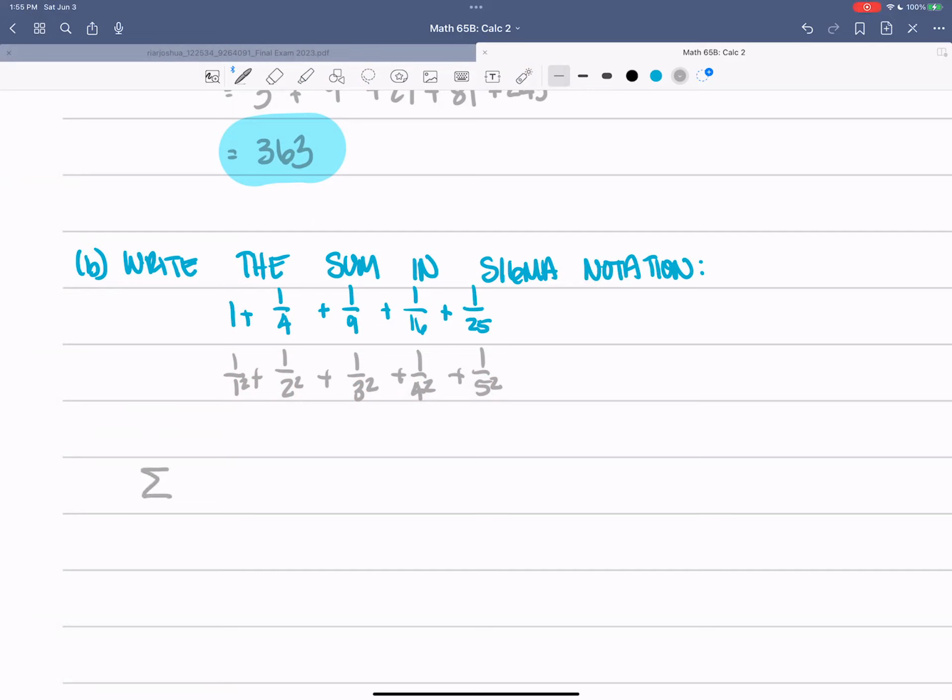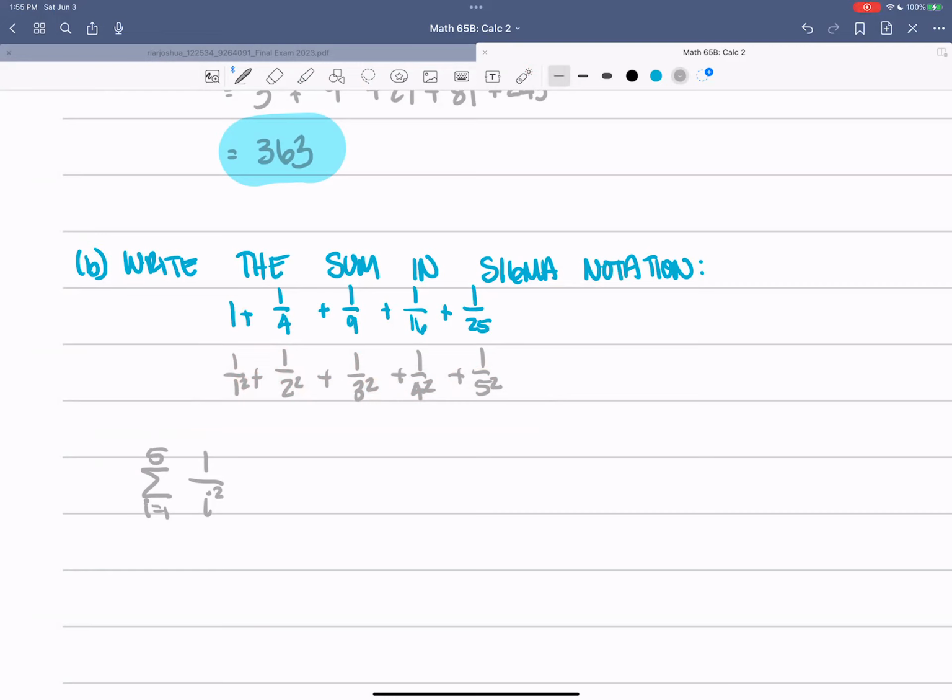So sigma, again, we're starting at 1 and ending at 5. So we're going to let I equal 1. And we're going to let I go from 1 to 5. And here it looks like we have 1 over I. So 1 over 1, 1 over 2, 1 over 3. So the denominator is the one that's changing. There's only one thing left. I see that each of these have a square. So here we would have that square there.